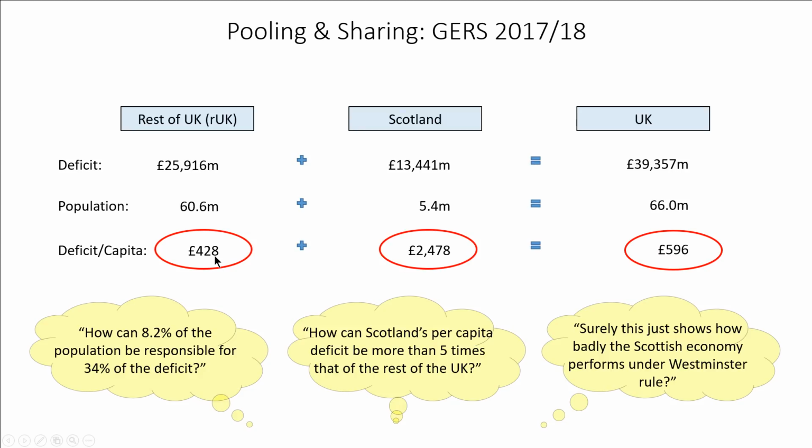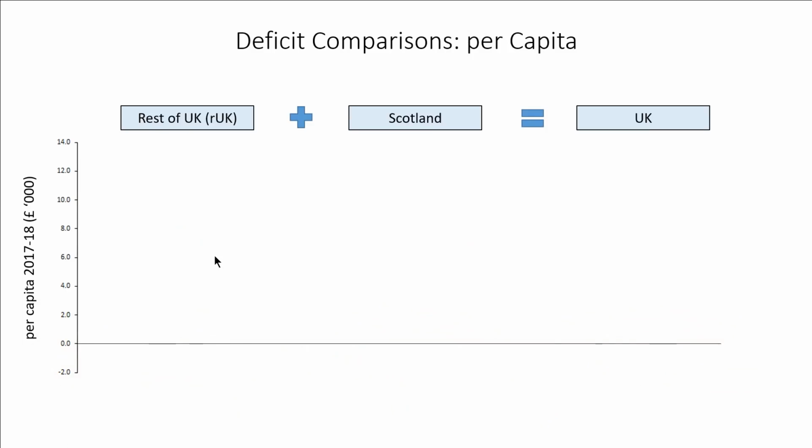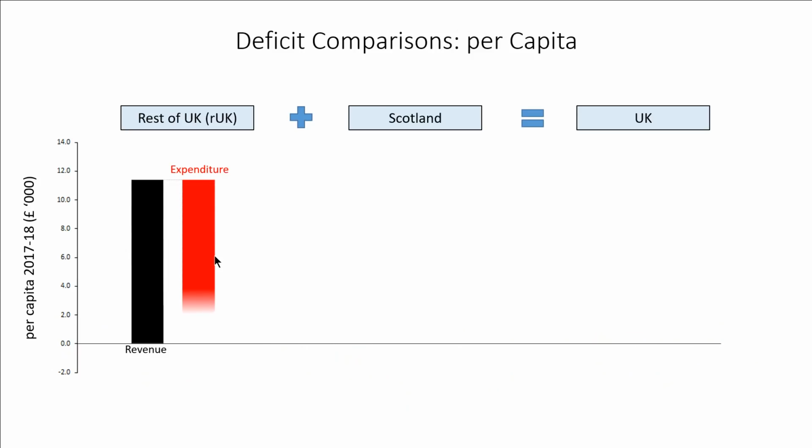So let's look at that £428 figure. It is arrived at by the rest of the UK generating an amount of revenue per capita and incurring an amount of expenditure per capita that leads to a deficit per capita of £428. Now hopefully you can immediately see that small percentage changes in revenue or expenditure per capita would lead to large percentage changes in deficit per capita.